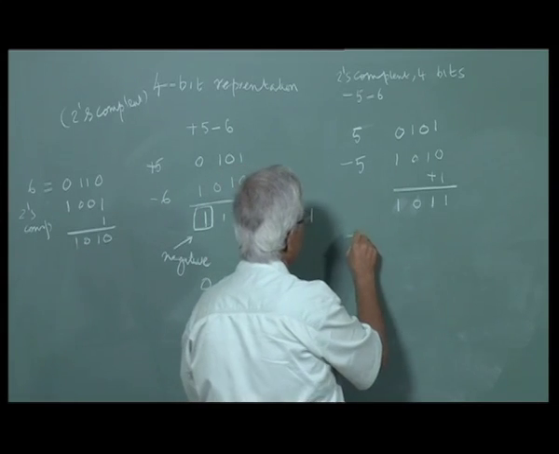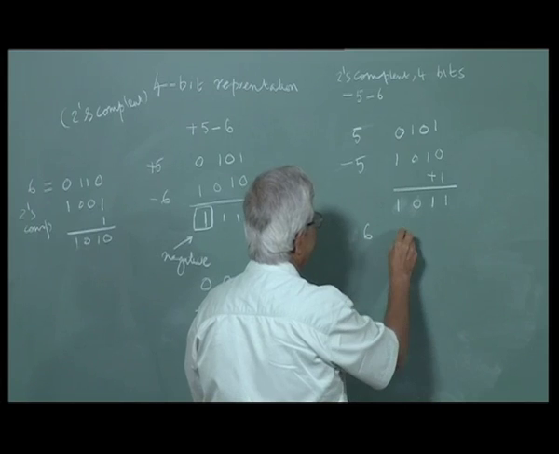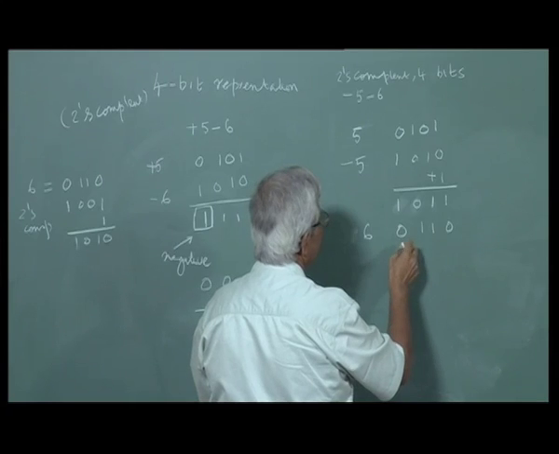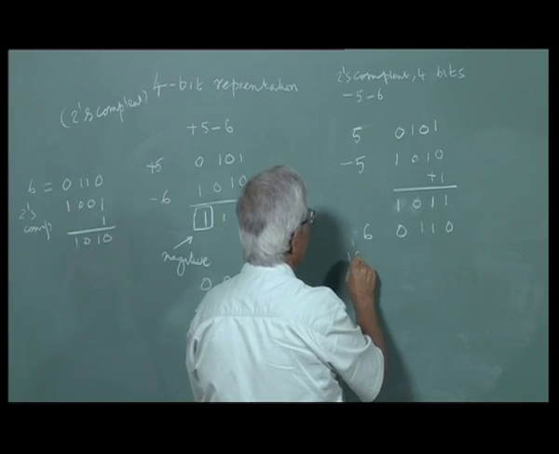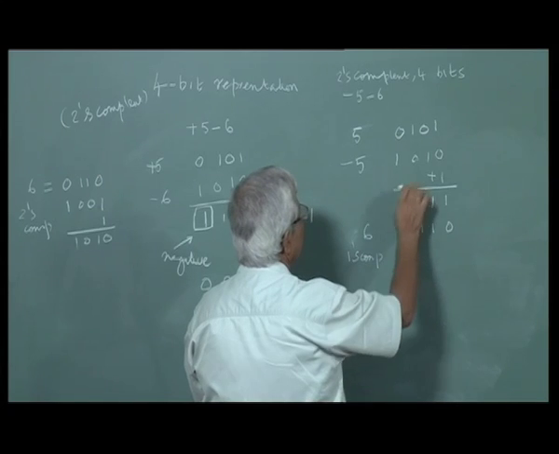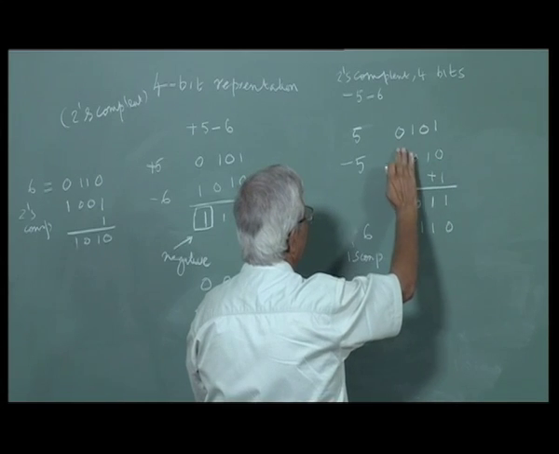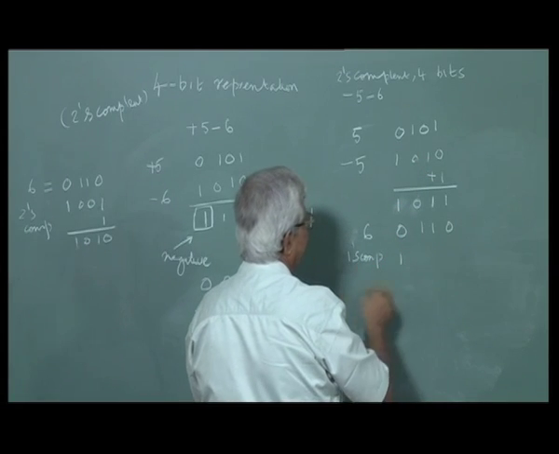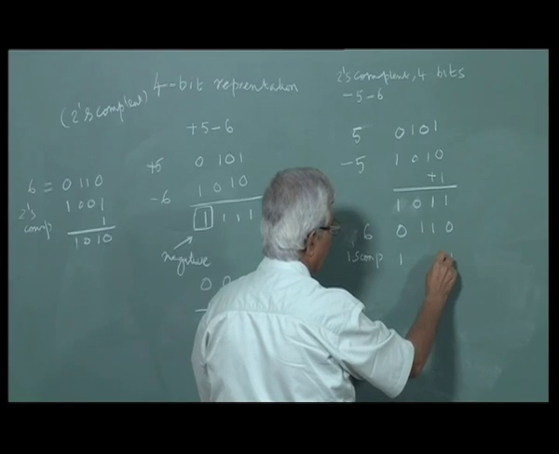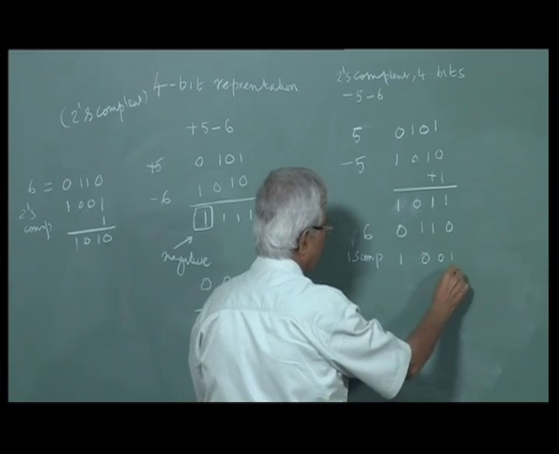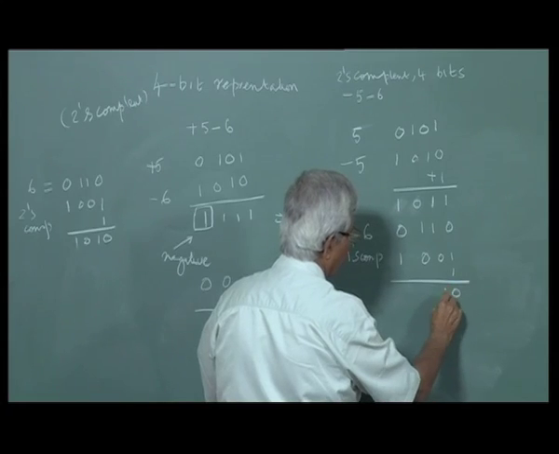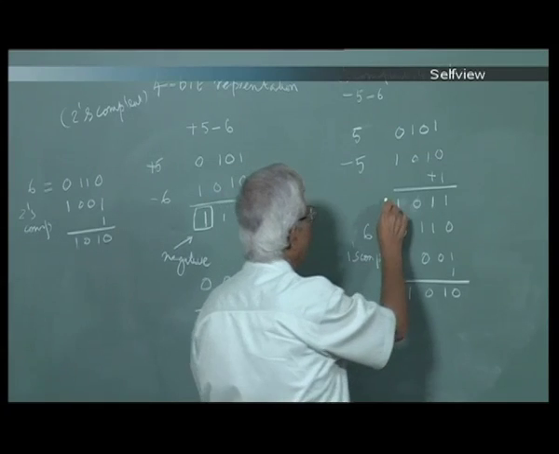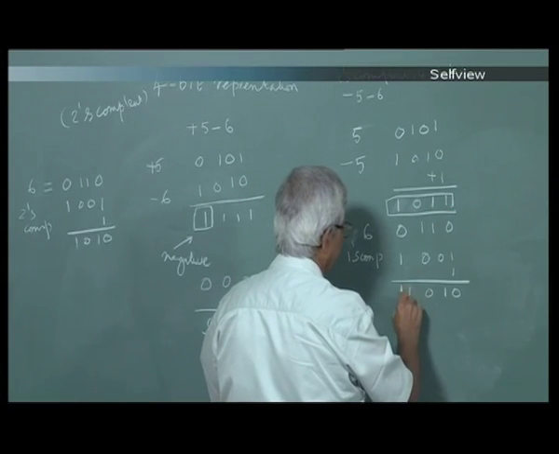Minus 6. First I will test what the 6 is. 6 is 0, 1, 1, 0. Invert it for 1's complement. This is 1's complement. I don't want to put a 1 as a minus here, I'll put the minus here. So here also I'll put 1 as a minus sign. And this is 1, 0, 0, 1. Add 1, 1, 0, 1, 0. So this is now minus 5, and this is now minus 6.